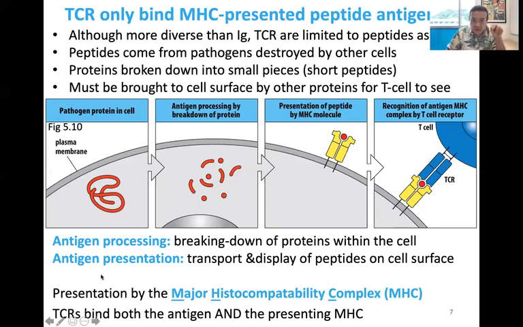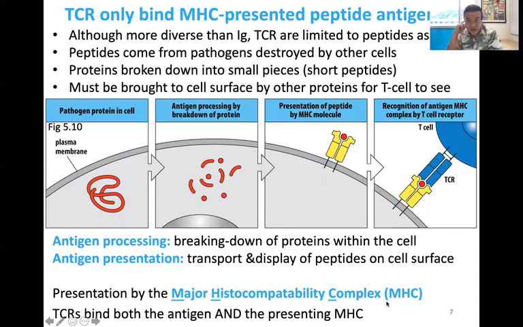So here are three important terms. Antigen processing, right? That just means the breakdown of proteins, or in this case, the breakdown of proteins to be able to actually come up with small little pieces that can serve as identifiable targets. Antigen presentation then is transporting these little fragments from the cytoplasm of the cell to the cell surface, and presenting them on MHC. And MHC itself stands for major histocompatibility complex.